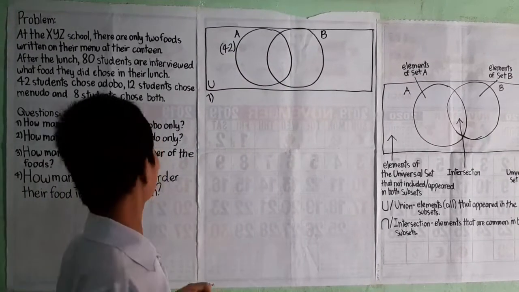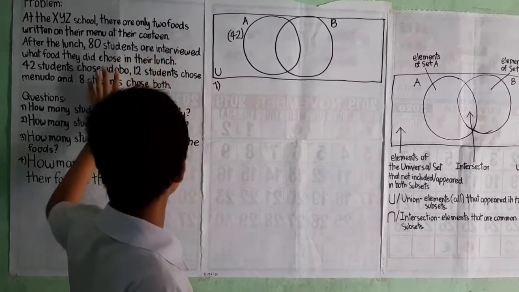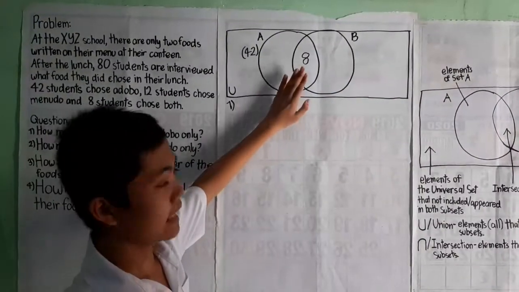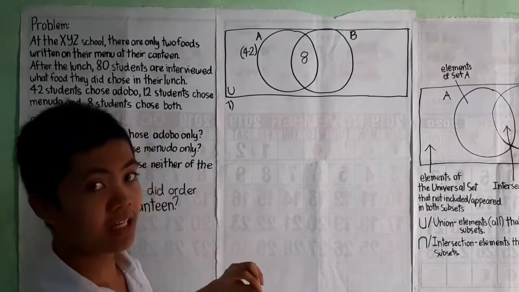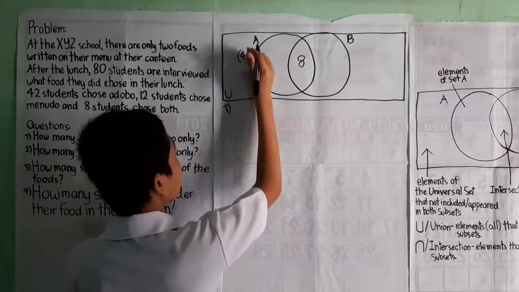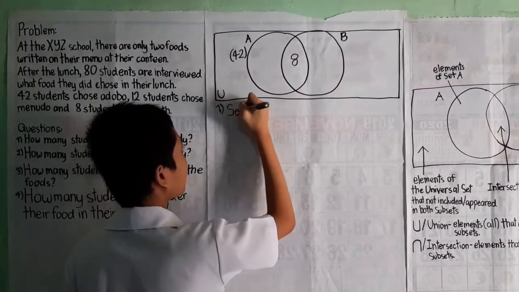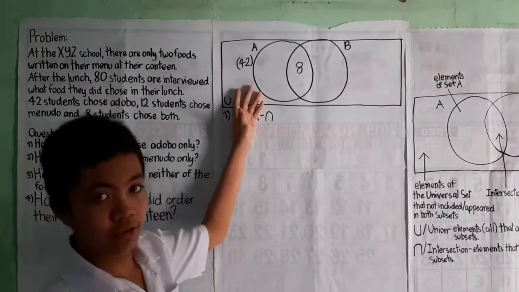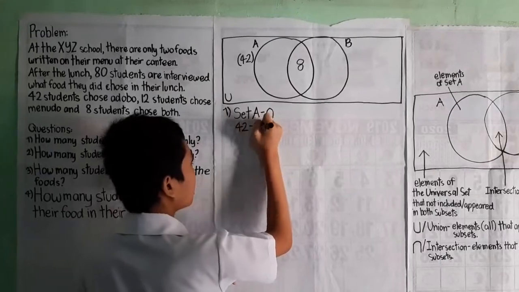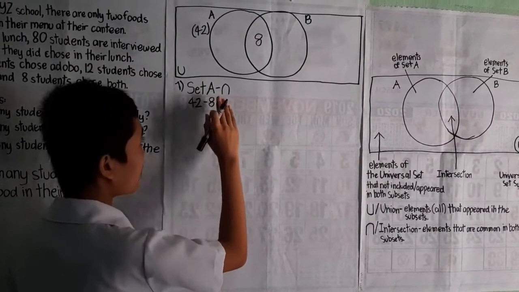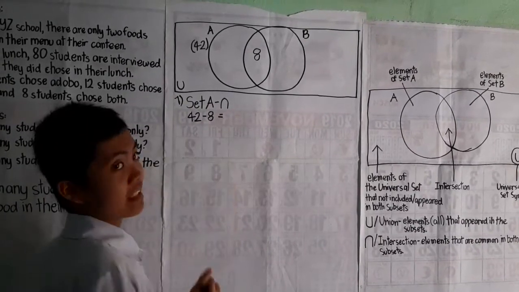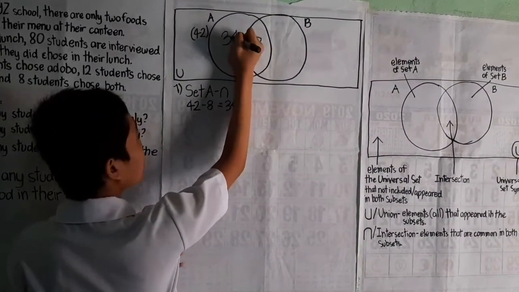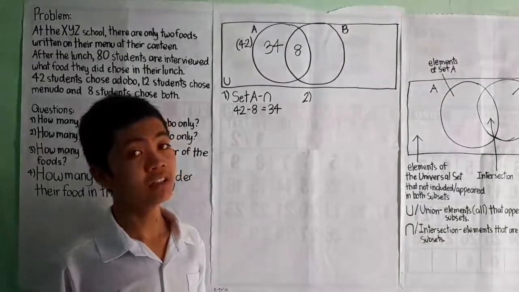And then let's start the solving. So, let's put 8 students chose both. Let's put this into the middle. Yes, 8 is the intersection. So what we're gonna do in this question is subtract set A to the intersection. So 42 minus 8. We remove the substitution of set A minus the intersection. 42 minus 8 is equal to 34. Therefore, 34 students chose adobo only.